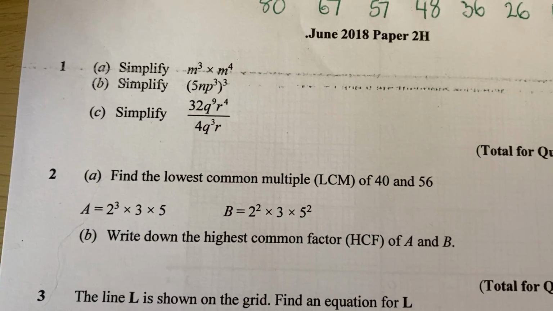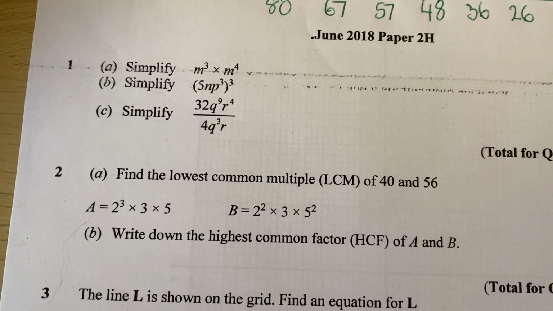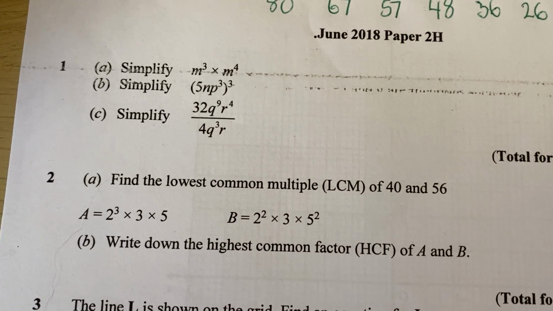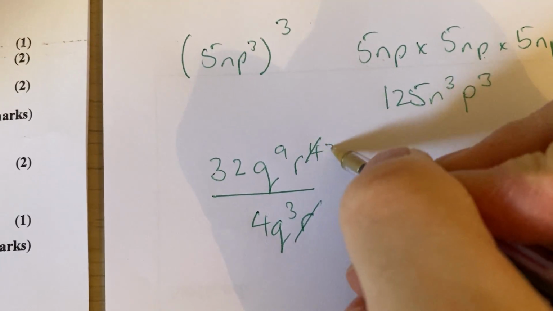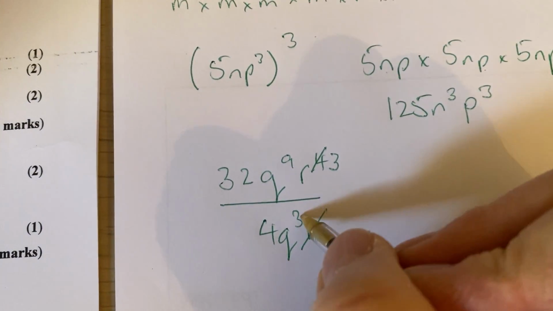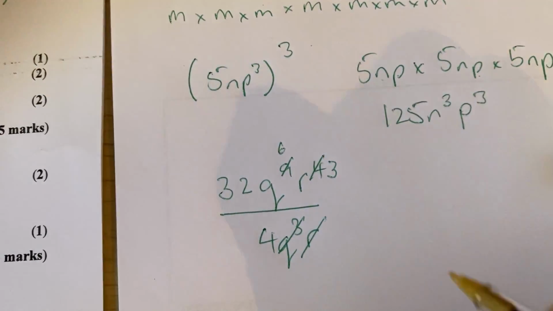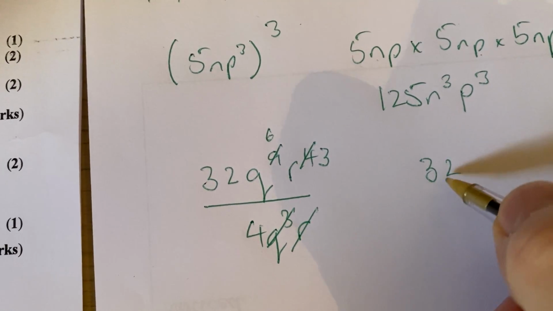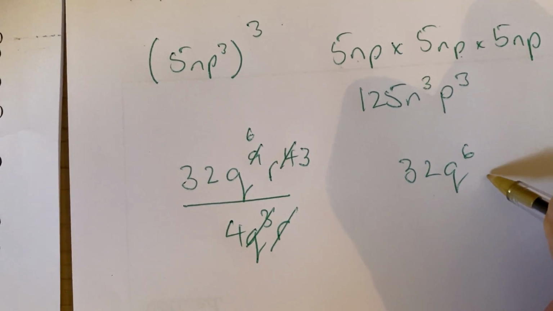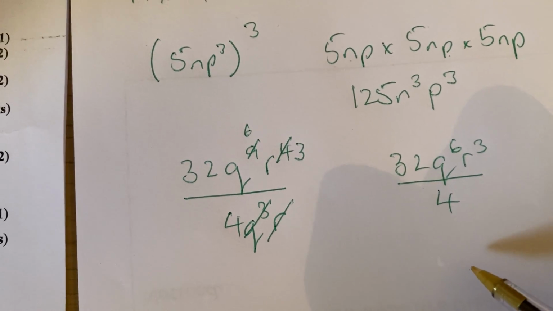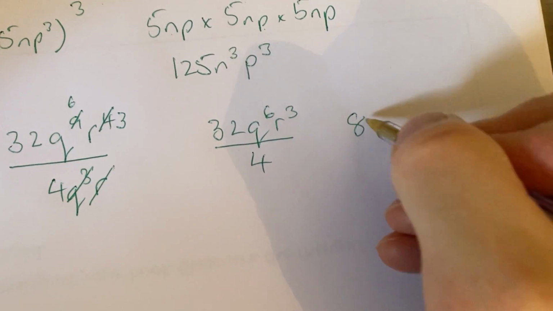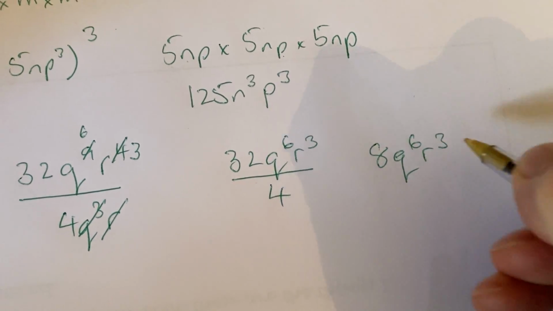Question C, a bit more complicated looking. 32 q to the 9 r to the 4 all over 4 q to the 3 r. What you do here is you just cancel out. You've got 1 set of r there, so reduce that by 1. You've got 3 sets of q, so reduce that by 3. Let's tidy that up. I've got 32 q to the 6 r to the 3 all over 4. And then what is a quarter of 32? 8. So it becomes 8 q to the 6 r to the 3. That gets you 5 marks.